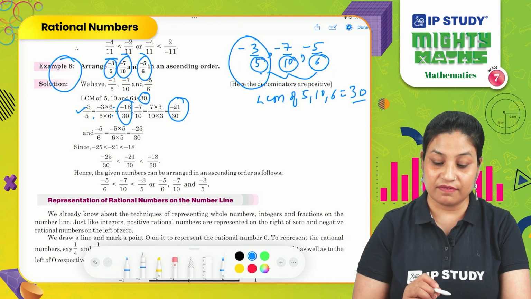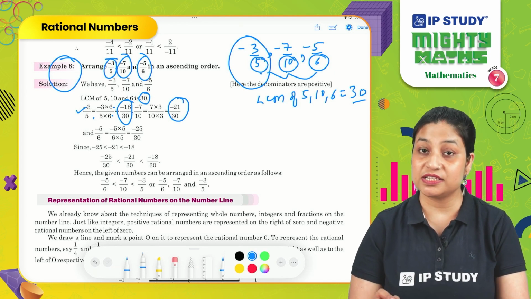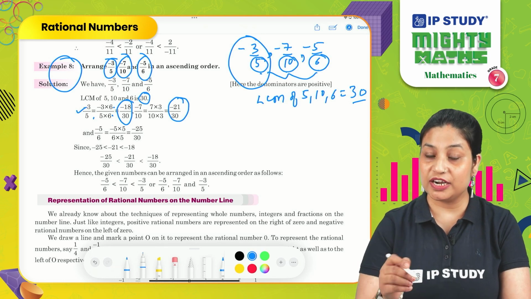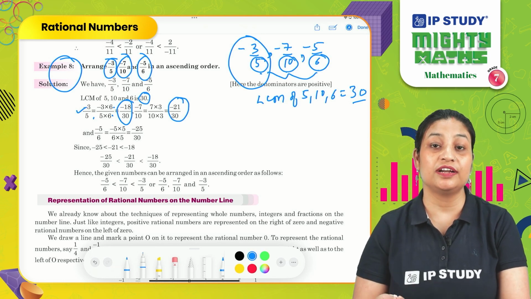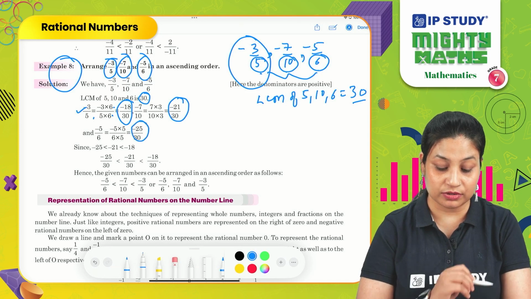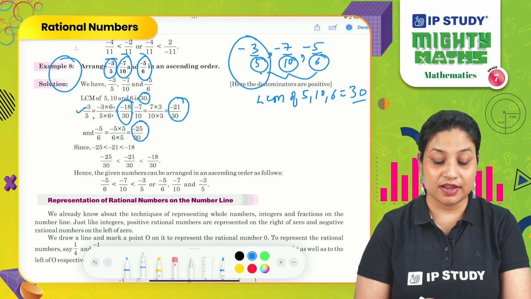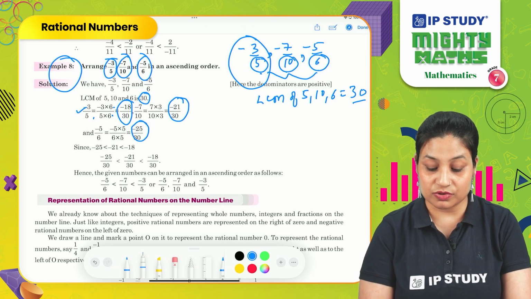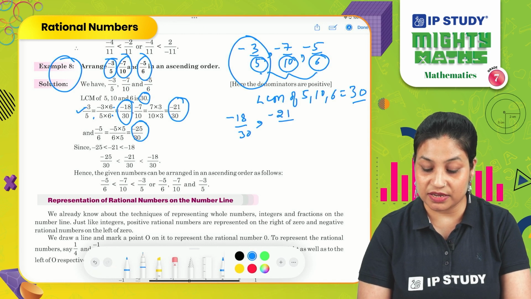In the same way, third case we have minus 5 by 6. So it should be multiplied by 5 in the numerator and the denominator. Then only you will get 30 as your denominator. So here when you do so, you will get your third rational number as minus 25 by 30. So let me write it separately for you. So minus 18 by 30, your first rational number. Second one will be minus 21 by 30 and third one will be minus 25 by 30.